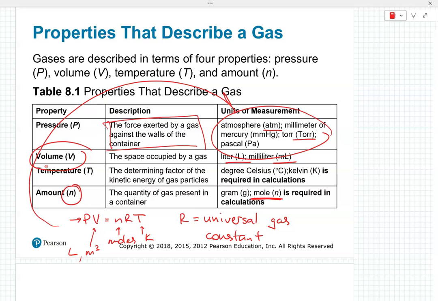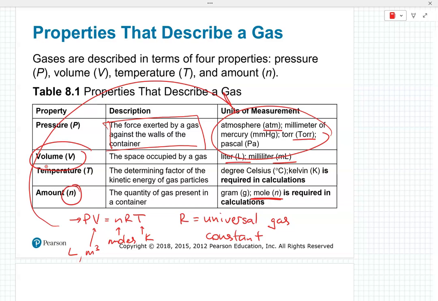I want you to start thinking about the pressure at the molecular level. When a single molecule hits a wall of the container, it exerts a very, very small force, very small pressure against that part of the wall of the container. Do you agree with that statement? Yes? All good? Okay.